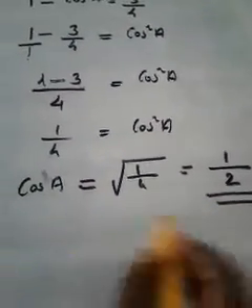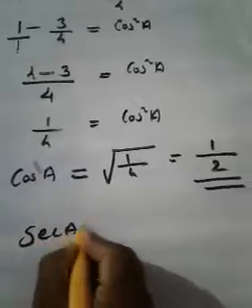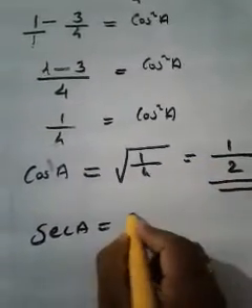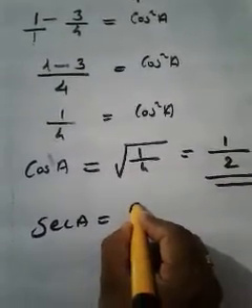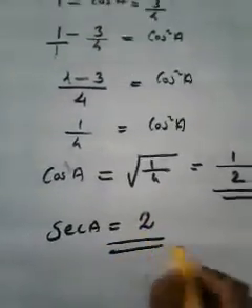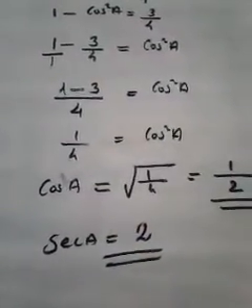We got the value of cos A. Then what will be cosec A? Just take the inverse. Since cos A is equal to 1 by 2, the inverse of 1 by 2 will be 2 by 1, that is nothing but 2. The value will be 2.